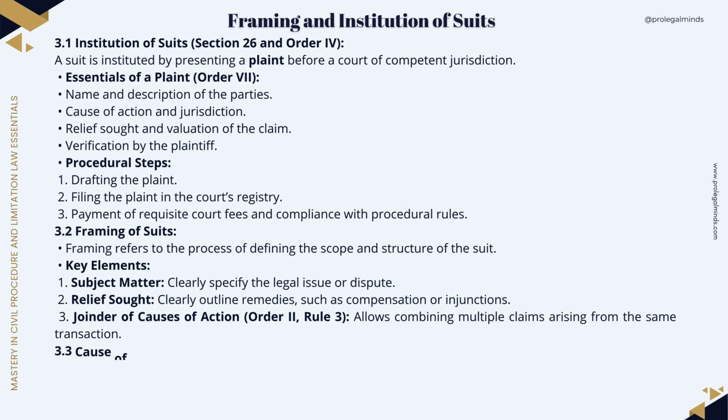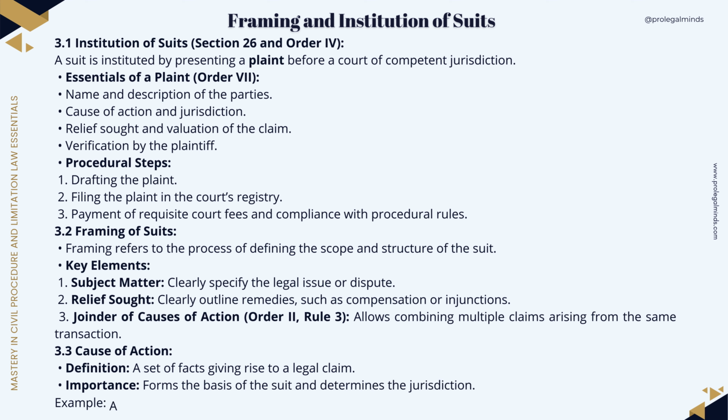Procedural steps. 1. Drafting the plaint. 2. Filing the plaint in the court's registry. 3. Payment of requisite court fees and compliance with procedural rules. Framing of suits. Framing refers to the process of defining the scope and structure of the suit. Key elements. 1. Subject matter. Clearly specify the legal issue or dispute. 2. Relief sought. Clearly outline remedies such as compensation or injunctions. 3. Joinder of causes of action. Order 2, Rule 3. Allows combining multiple claims arising from the same transaction.